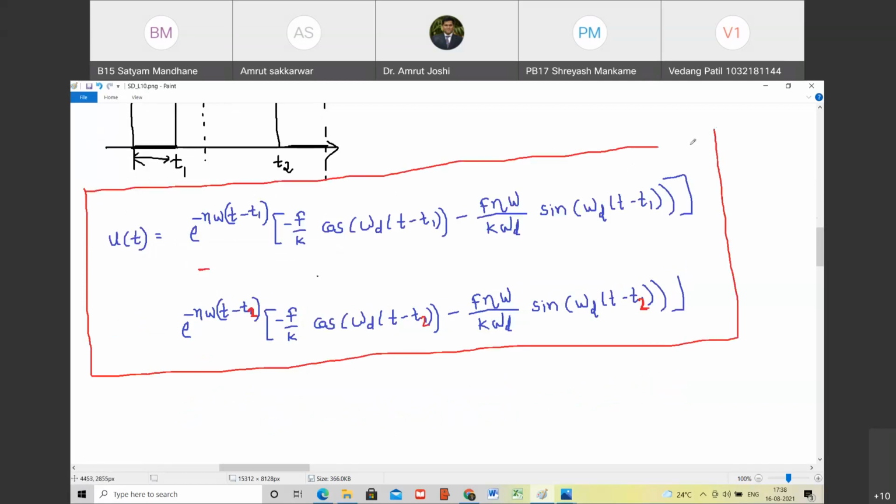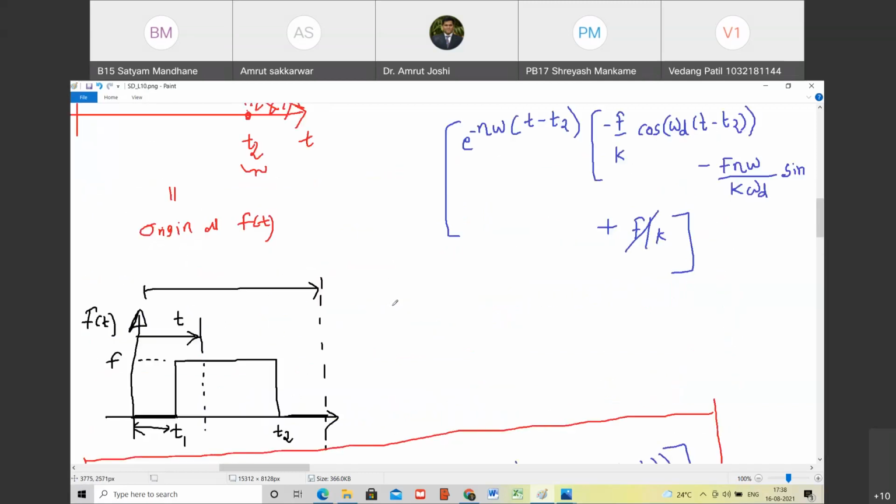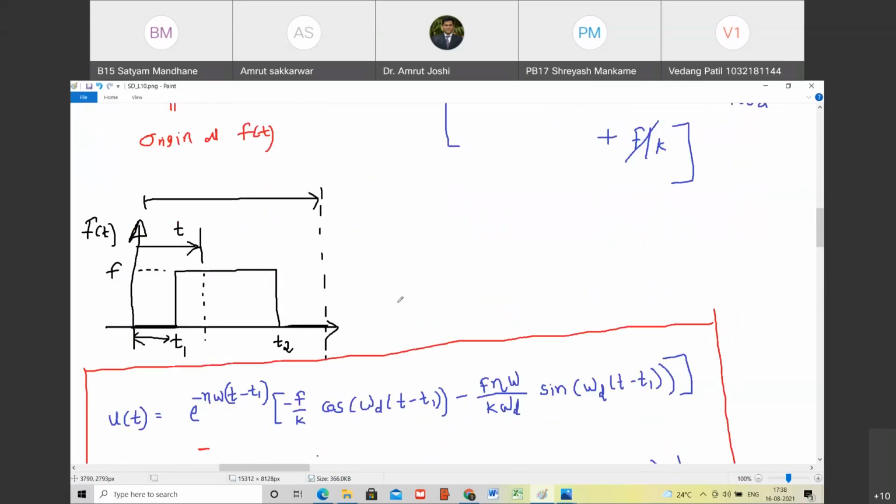Now, what do you expect? What should this graph look like? तो जरा ये एक्सपेक्ट करते हैं कि u of t के ऊपर हमारा एक्सपेक्टेशन क्या है. Are you with me? Yes.